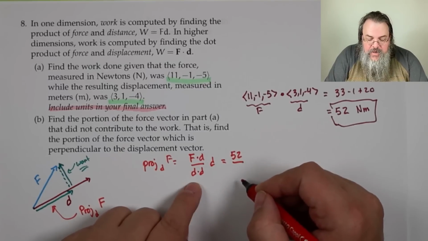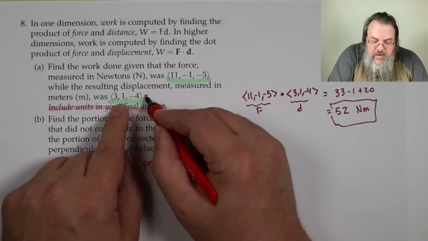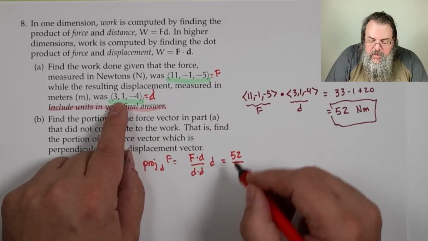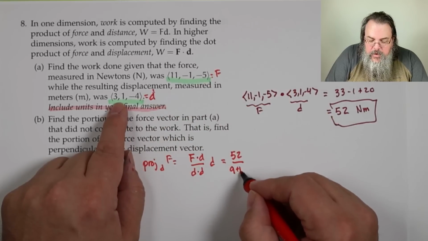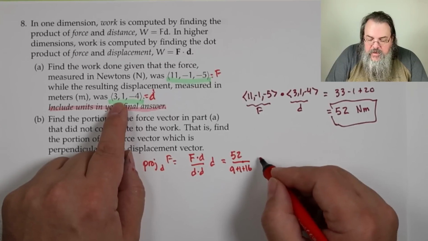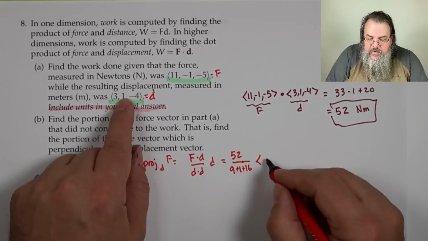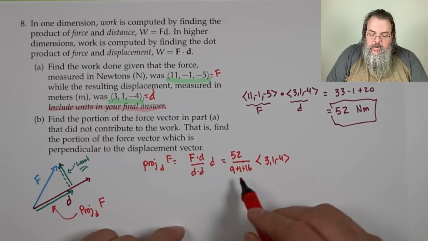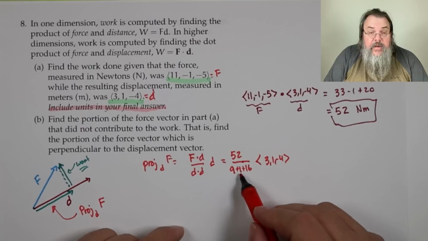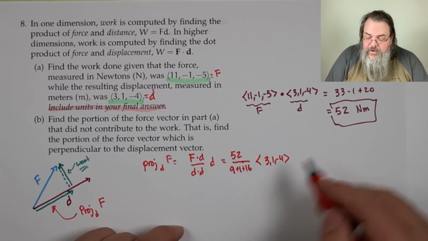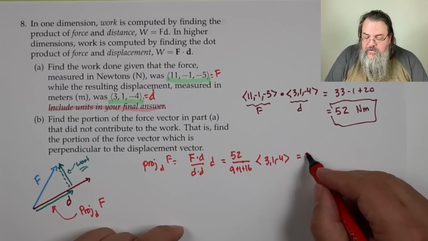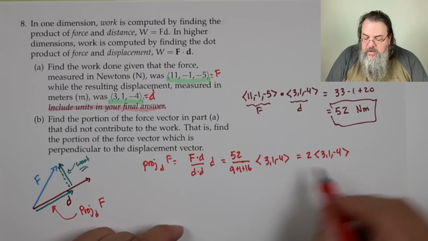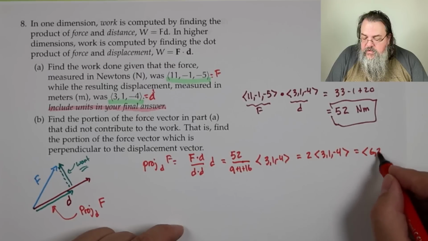D dot D. So here's the D, right? So this is, well, go ahead and mark these. So D dot D, that's 9 plus 1 plus 16. And then times our direction vector, 3, 1, negative 4. Okay, well, 9 plus 1 is 10, plus 16 makes 26. 52 over 26 is 2. So this is 2 times 3, 1, negative 4. And then we say, well, look, that's really 6, 2, negative 8.